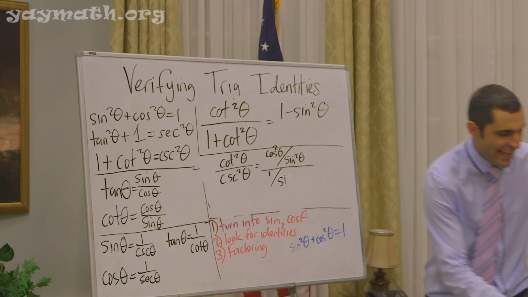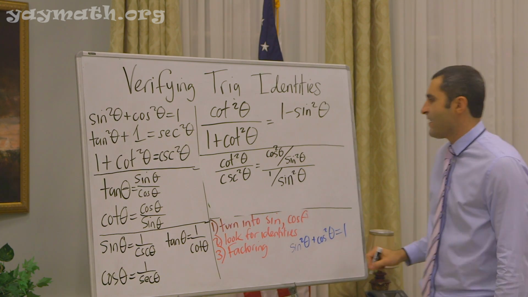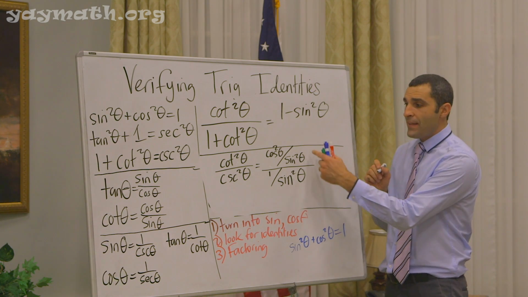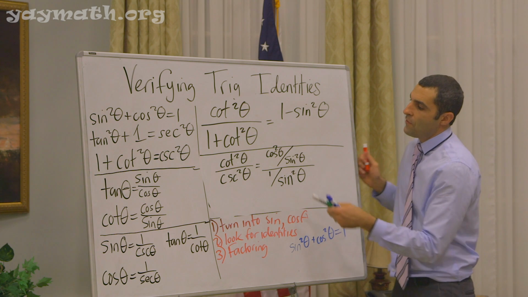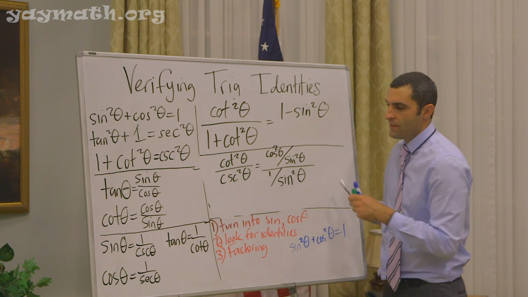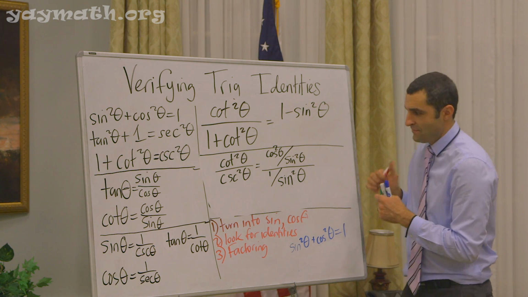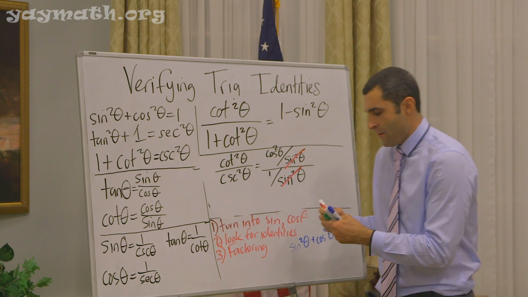That's French for that's it. Okay. All right. Remember this? We can turn it into 1. What is cosine squared over sine squared divided by 1 over sine squared? Does anything cancel? The sine squared does. So it's just cosine squared.